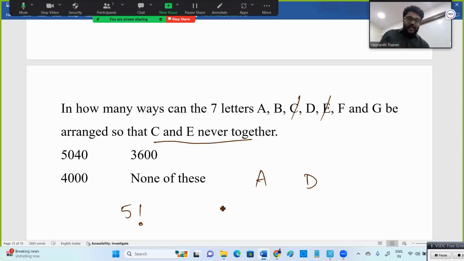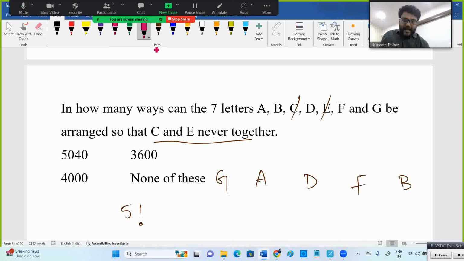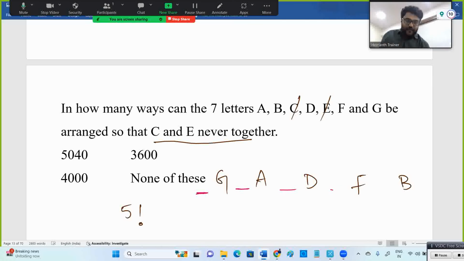I'm showing only one situation among those: maybe A here, E here, F here, maybe G here, and one more guy is B. Those 5 people we arrange in 5 factorial ways. Among 5 factorial, 120, I have shown only one arrangement: G A E F B. Now we want C and D never together, right? Among these spaces, I can put C in 1, 2, 3, 4, 5, 6. Among these 6 slots, anywhere I keep C and D, they are not together, since these people are in between.